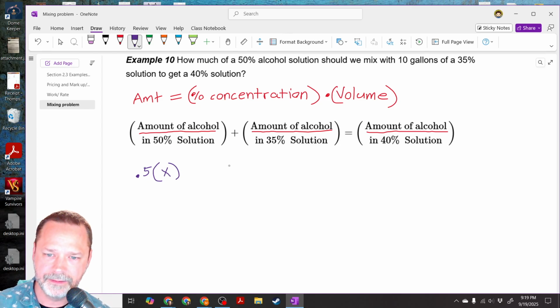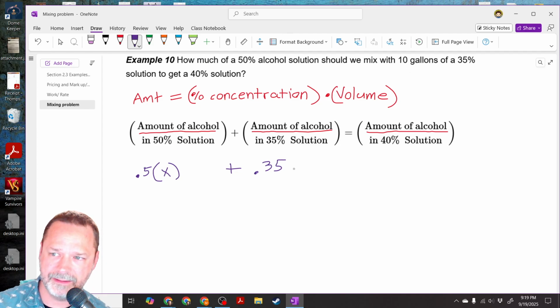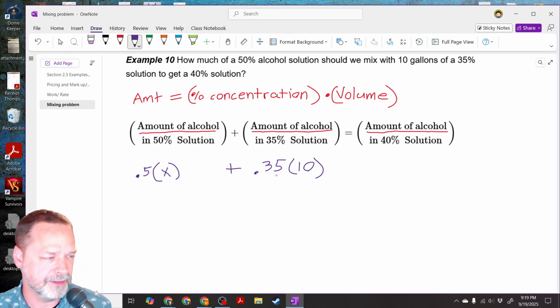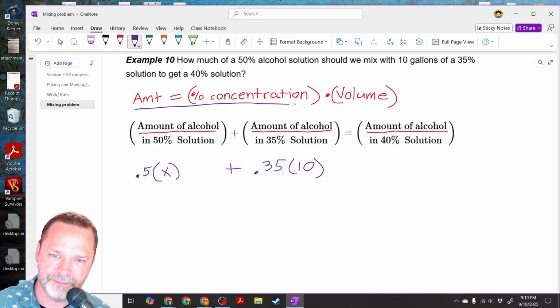Okay. So then we're going to have plus our amount of a 35% solution, right? So that's going to be 0.35 times, well, how much of that do we have? We have 10 gallons of a 35% solution. So times 10, because 10 gallons times 0.35, because 35% of it is alcohol. That will tell us the amount of alcohol.